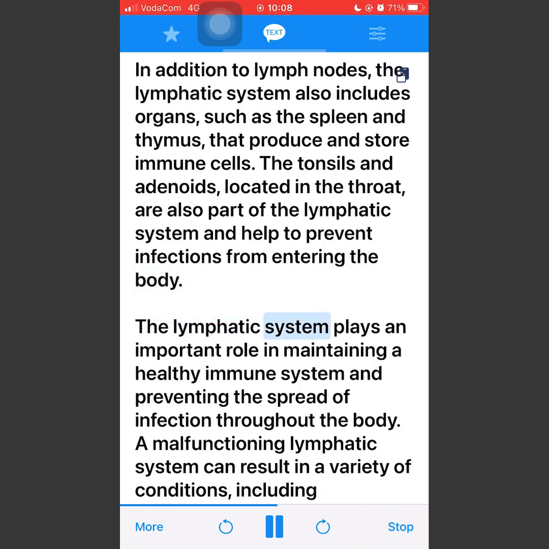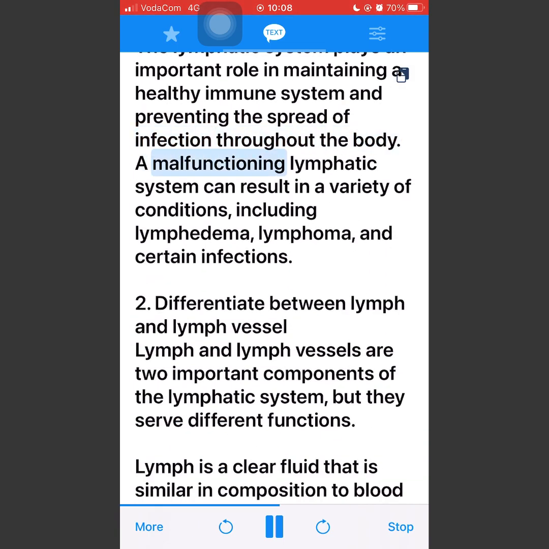The lymphatic system plays an important role in maintaining a healthy immune system and preventing the spread of infection throughout the body. A malfunctioning lymphatic system can result in a variety of conditions, including lymphedema, lymphoma, and certain infections.